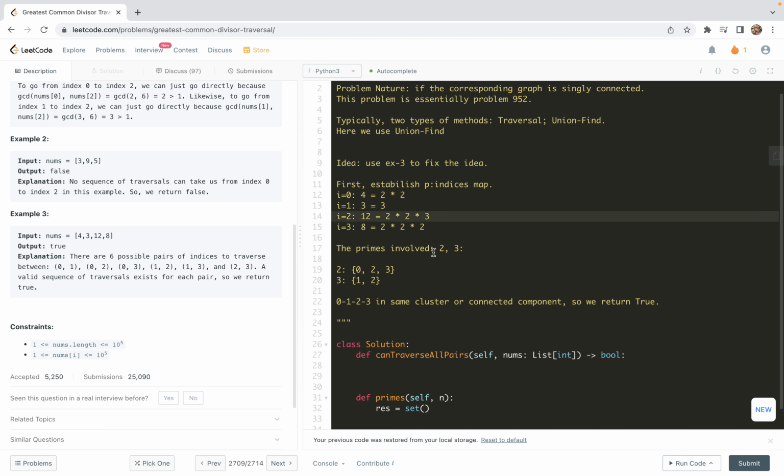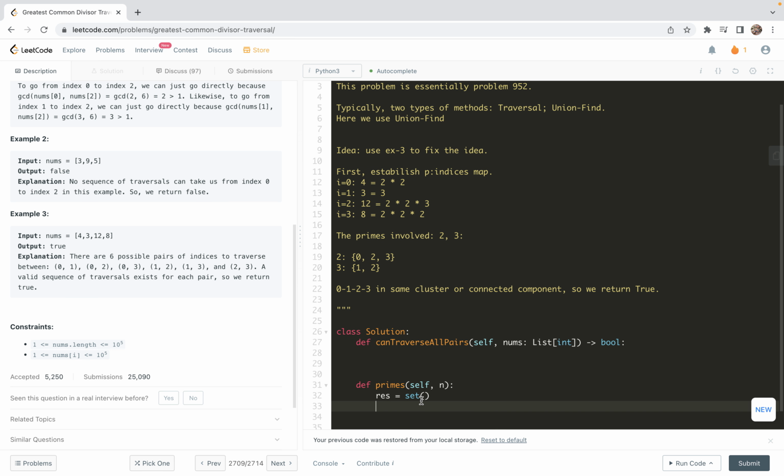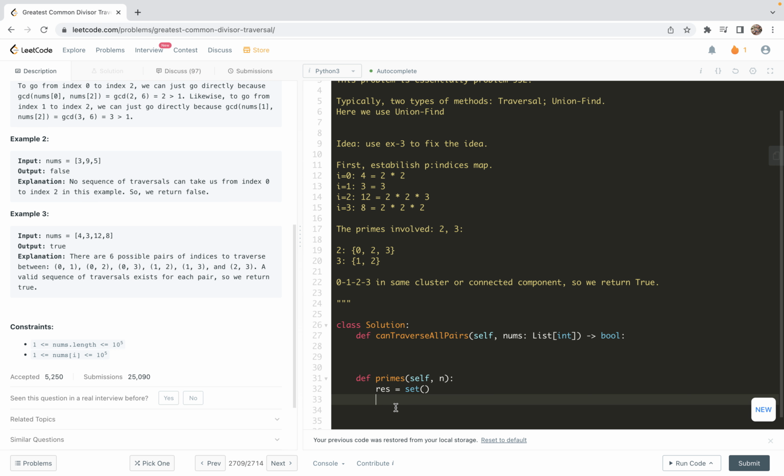So you do decomposition and you get the prime factors, and then for the prime factors that appeared, you associate them with the corresponding indices, right? Then you check if the indices are in the same connected component. So with that said, we are ready to do the coding.